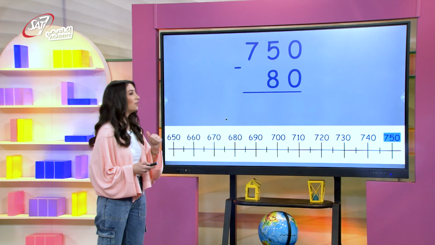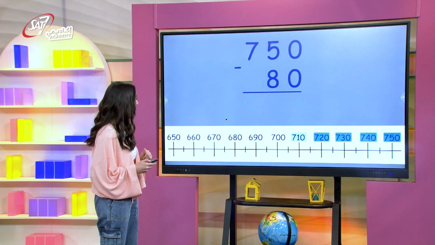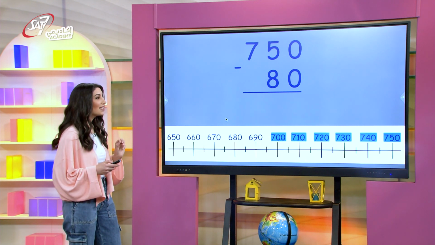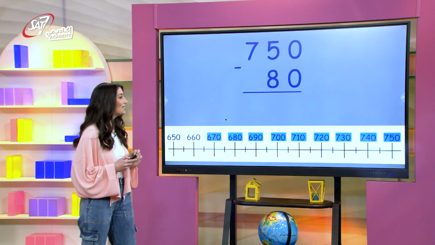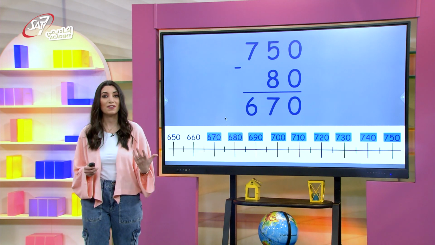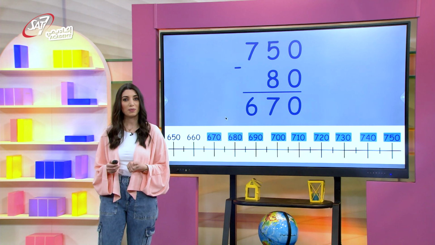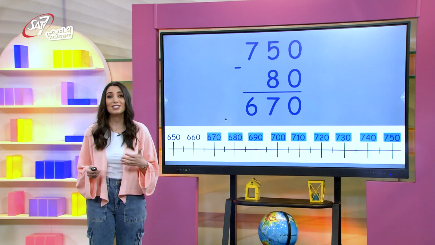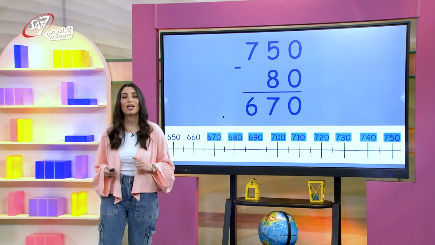750, 740, 730, 720, 710, 700, 690, 680, 670. Well, if you decide to borrow 1 from the 7 and give it to the 5 and solve, you will still get the same answer. But sometimes it is just easier to think about the answer in our head. Let's take another example.